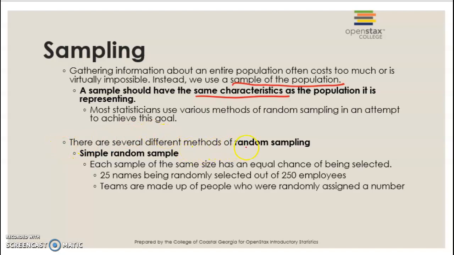There are several different methods of random sampling. A simple random sample: each sample of the same size has an equal chance of being selected, like 25 names being randomly selected out of 250 employees, or teams made up of people who were randomly assigned a number. Those are just simple random samples.